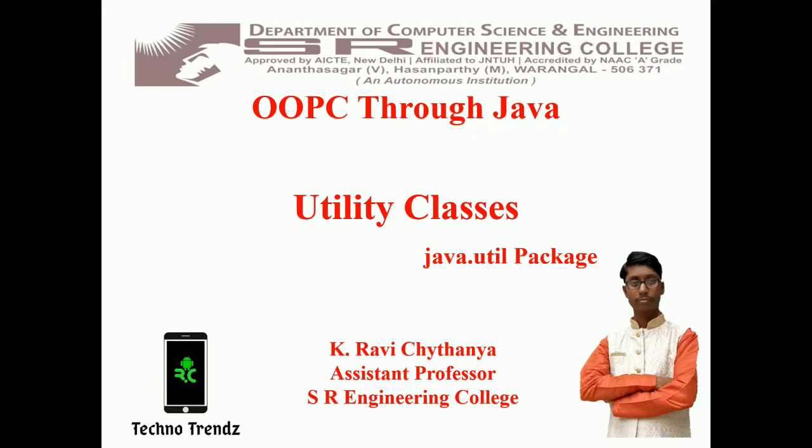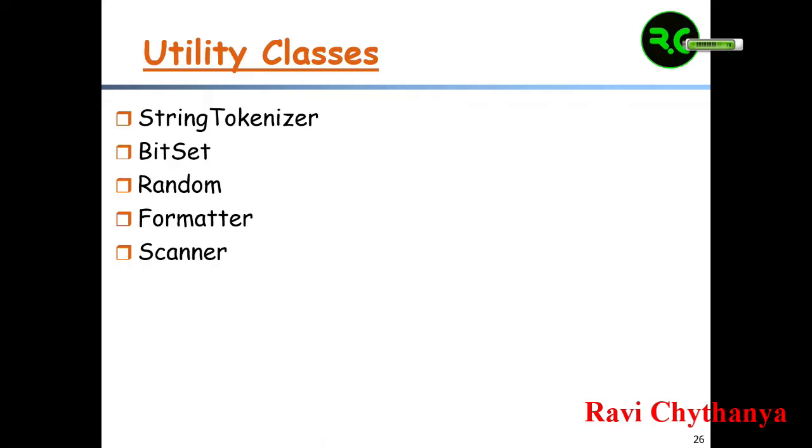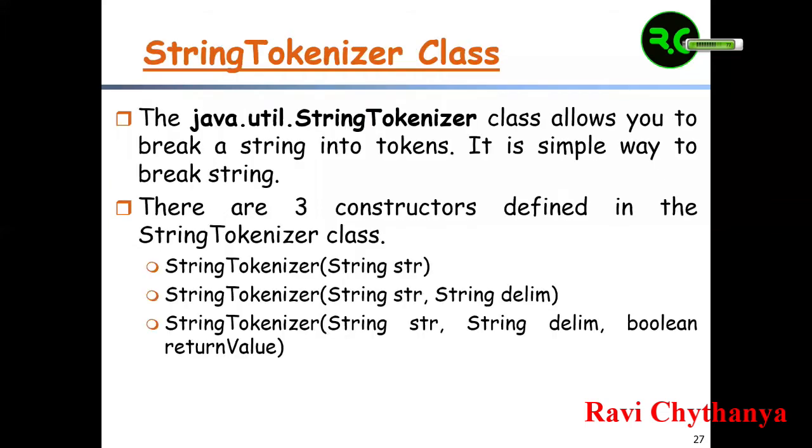Today we are going to look at the utility classes of the java.util package. Under utility classes we are discussing StringTokenizer, BitSet, Random, Formatter and Scanner. All these classes are utility classes, which means they belong to the java.util package. The first thing we are going to learn here is the StringTokenizer.